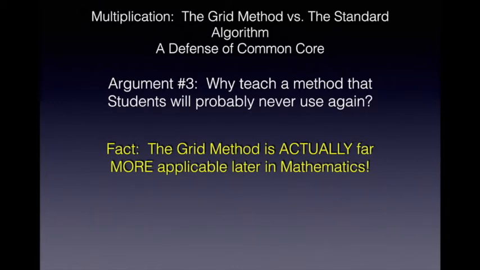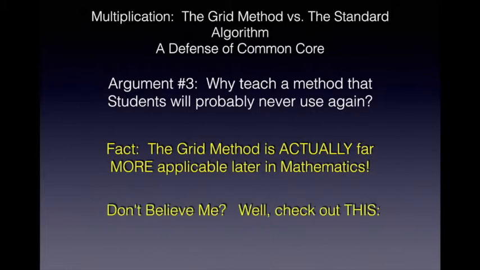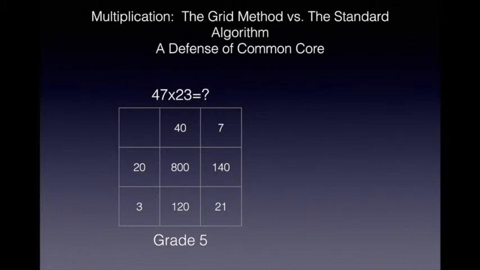It's far more applicable later in mathematics than the standard algorithm is. Don't believe me? Well, check this out. So we've already done simple two-digit math. 47 times 23, we've done that problem using the grid method, and we see that it works, and that's something that students might learn in grades 3 or 4 or 5.